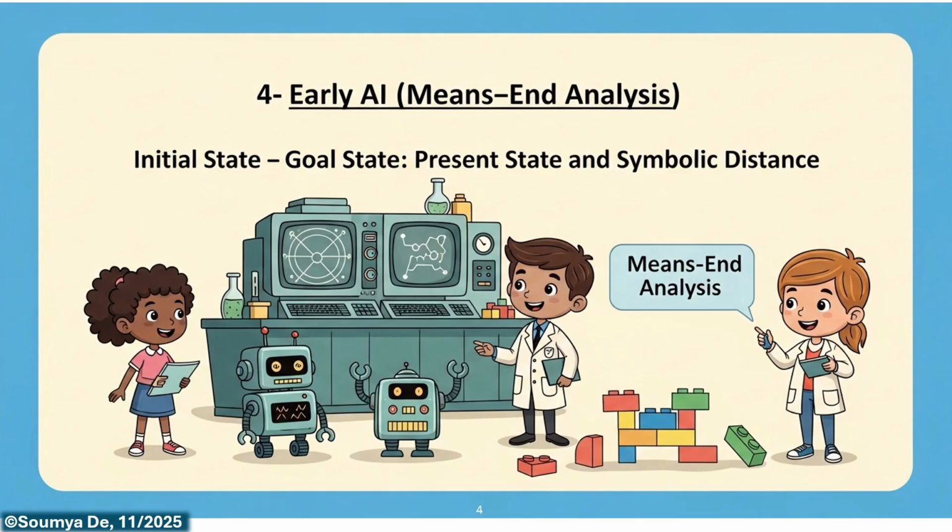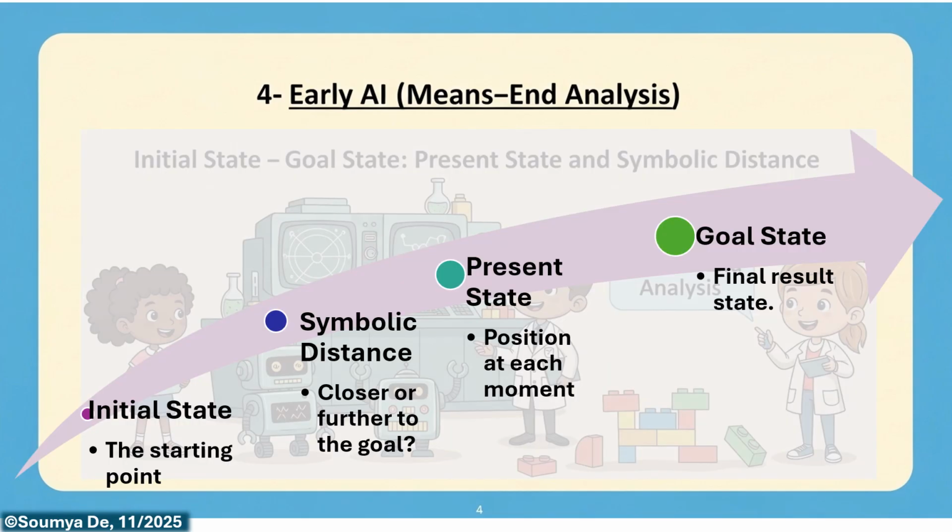You start from an initial state, your starting point. You have a goal state, your target or final result. You always check your present state, where you are right now, and at each step you see how far or how close you are to your goal. That's called symbolic distance. So the idea is to take small, clever steps that bring you closer and closer to your goal. It's a lot like solving a maze or building with blocks.